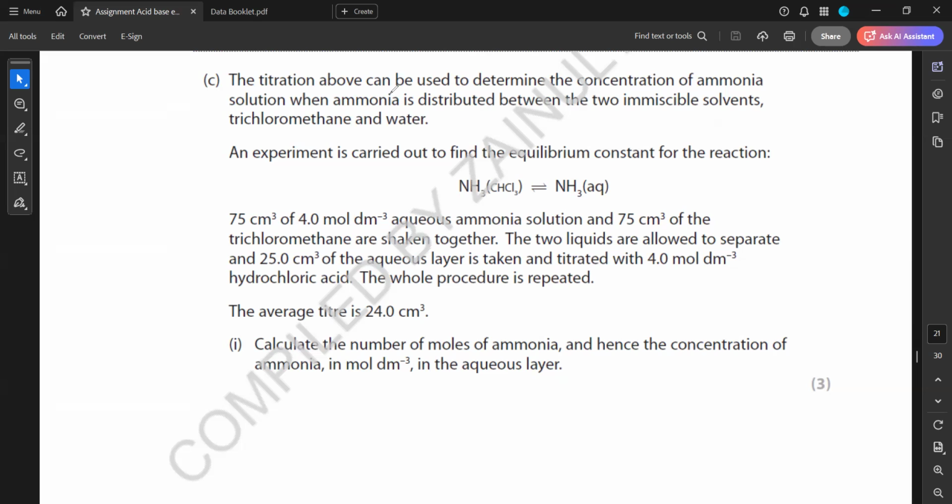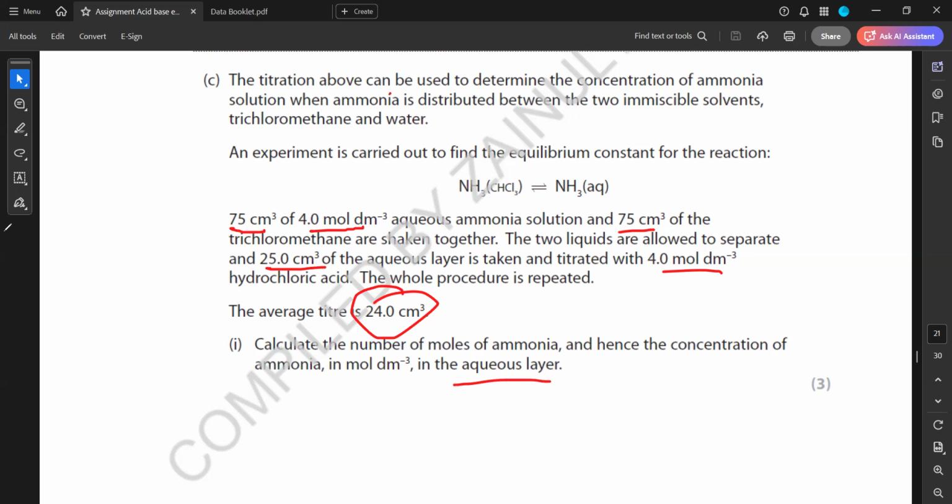The titration above can be used to determine the concentration of ammonia when ammonia is distributed between two immiscible solvents. An experiment is carried out to find the equilibrium constant of the reaction. 75 cm cube of 4 mol per dm cube aqueous ammonia and 75 cm cube of trichloromethane are shaken together. The two liquids are allowed to separate and 25 cm cube of the aqueous layer is taken and titrated with 4 mol per dm cube hydrochloric acid, and the whole procedure is repeated. The average titer was 24. Calculate the number of moles of ammonia, hence calculate the concentration in the aqueous layer.